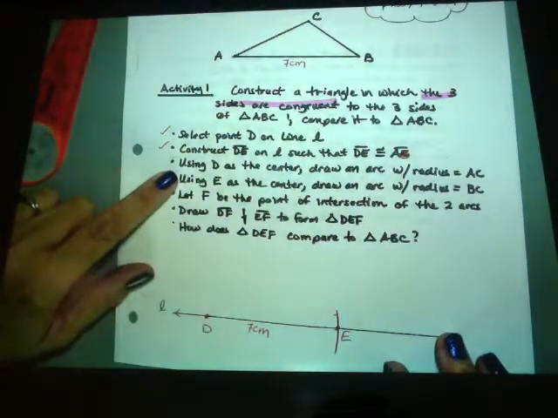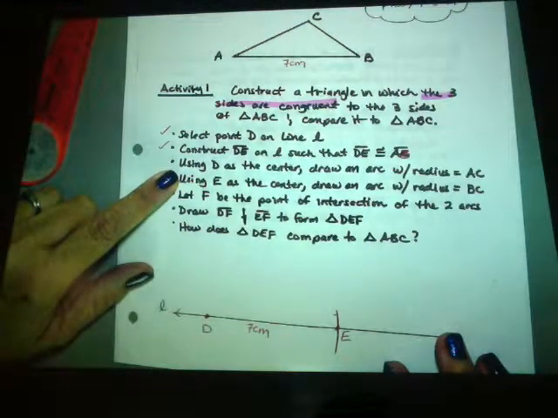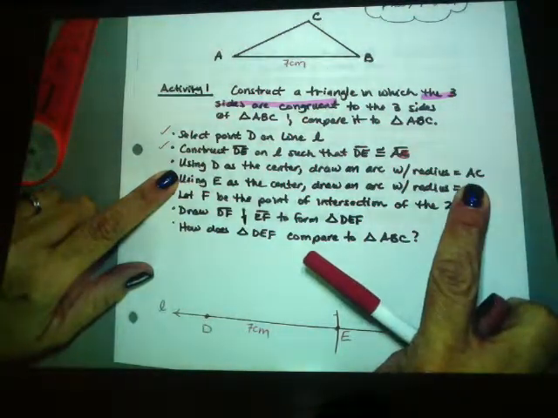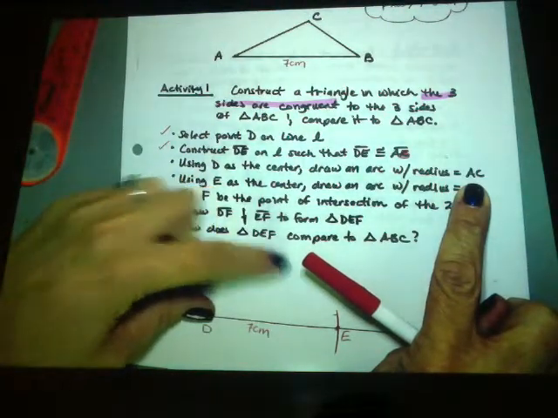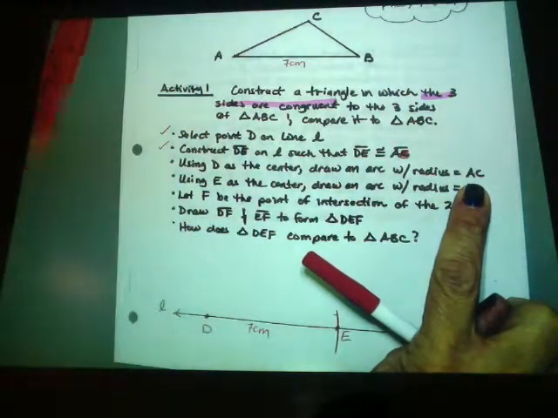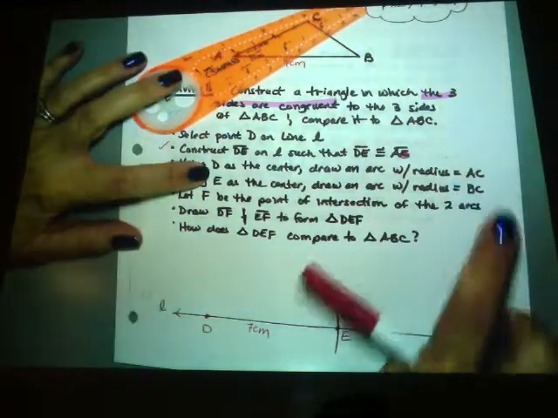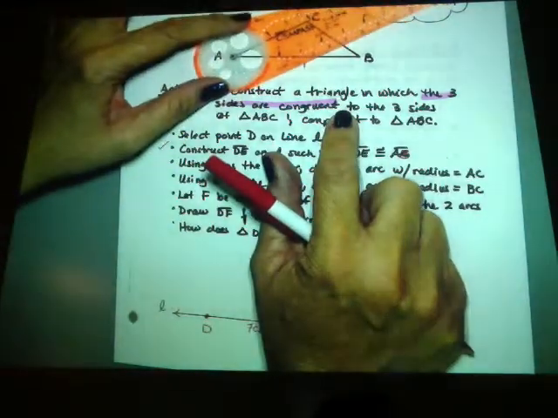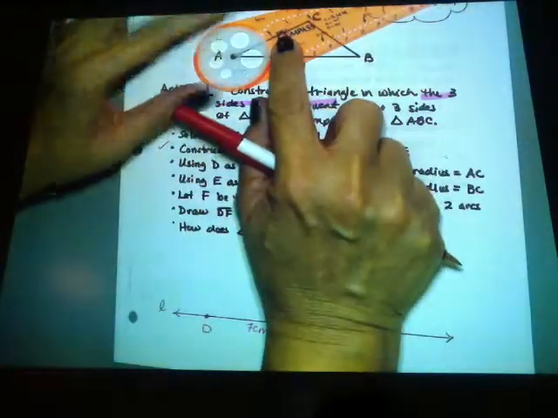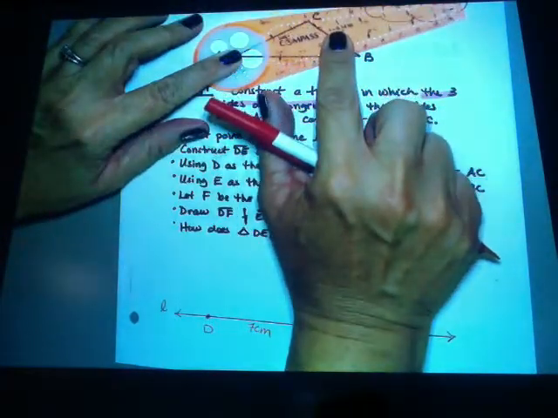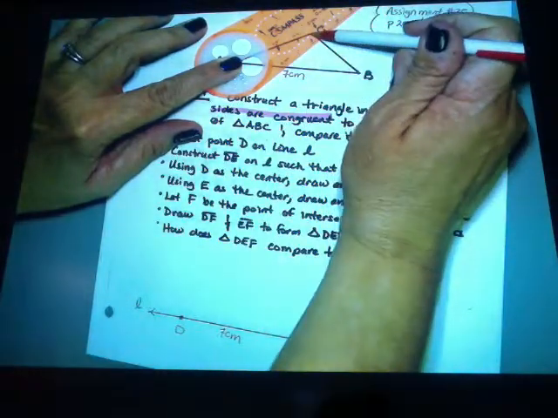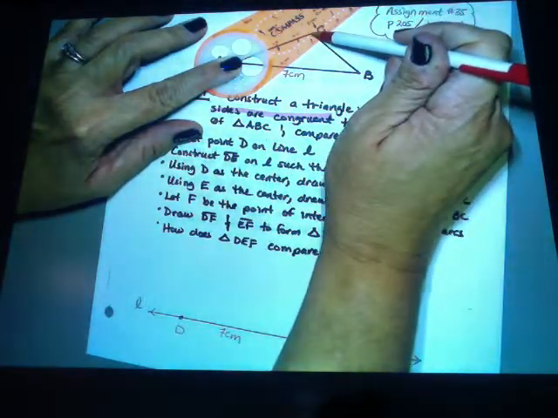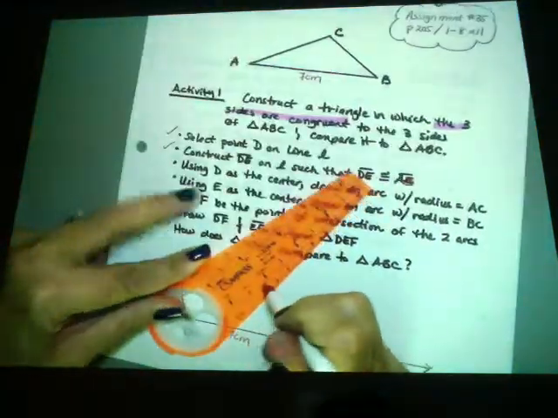Then the next one says, using D as the center, draw an arc with radius the length of AC. So we have to measure AC. I'm going to take this measurement with D as our endpoint, and we're going to make an arc here. All we're doing is measuring another line segment. So we're going to measure with our compass from A to C. So put your brad at A, or your pointy part. Find the hole that goes through your point C, which for me is right here. Keep your pencil in the hole. Move your brad to D.